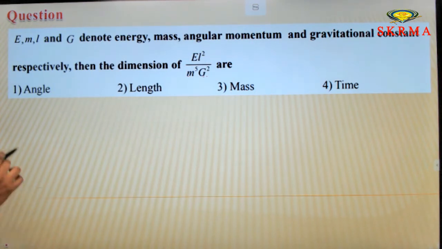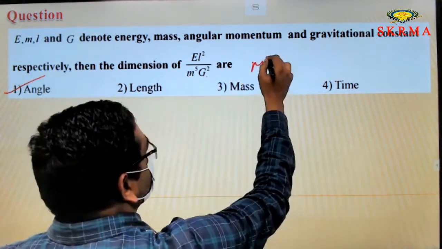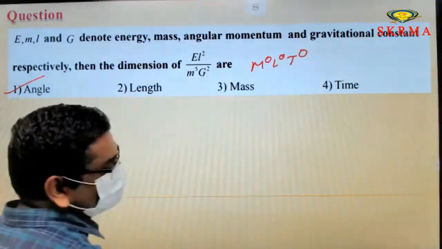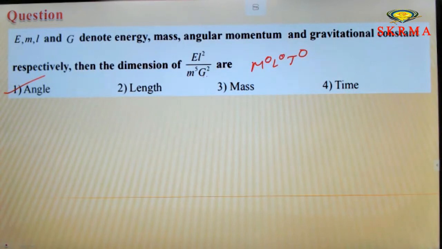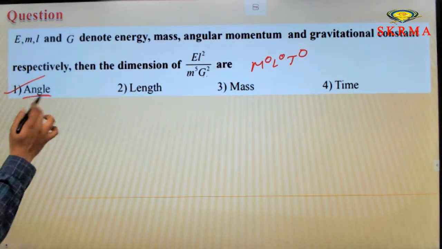Then you will get no dimensional formula. You will get M power 0, L power 0, T power 0. Just substitute and solve. Then you will get like that. That means that is the dimensional formula for angle.